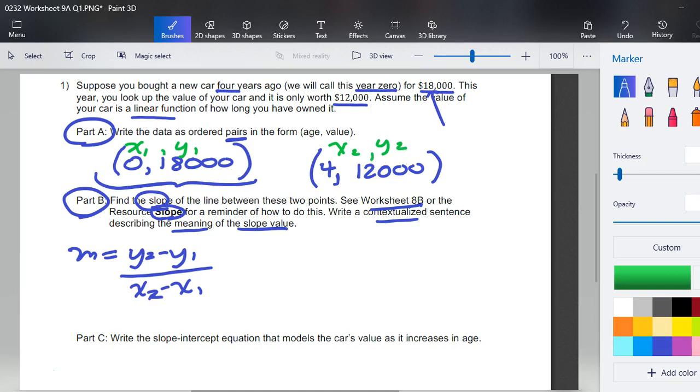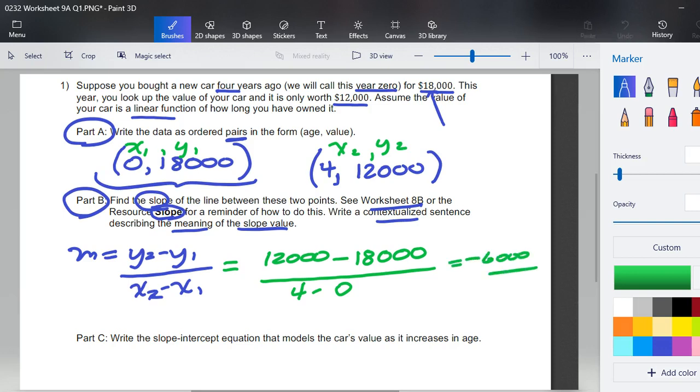And then we can just follow the pieces and parts and plug in accordingly, like Y sub 2 I have labeled as 12,000, minus, from the graph, Y sub 1, which is 18,000. X sub 2 is 4, minus X sub 1, which is 0. When I subtract these, I'm getting negative 6,000 over a positive 4. And when I go ahead and divide, I get negative 1,500.